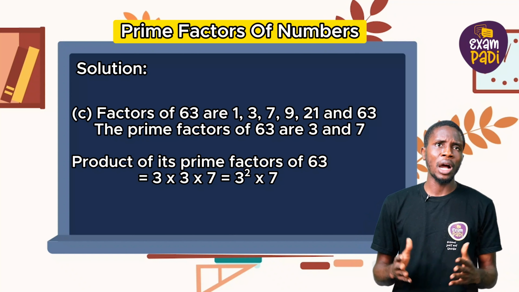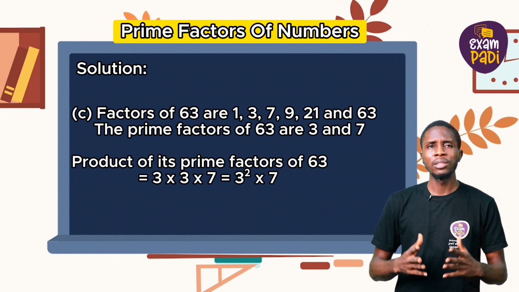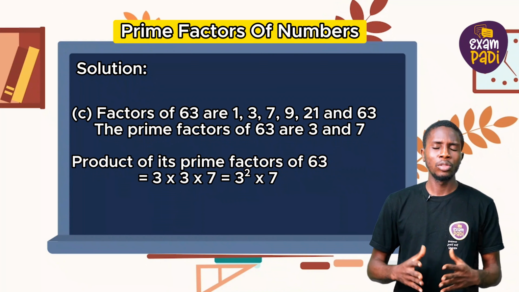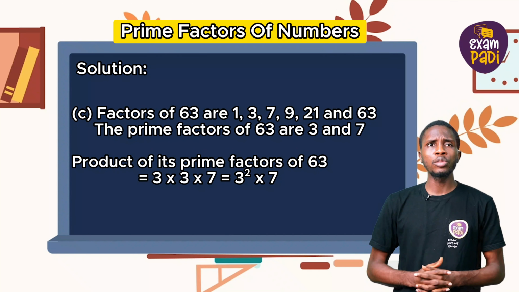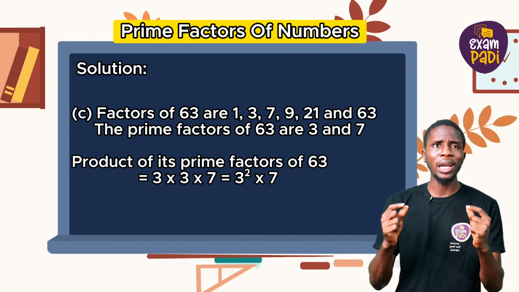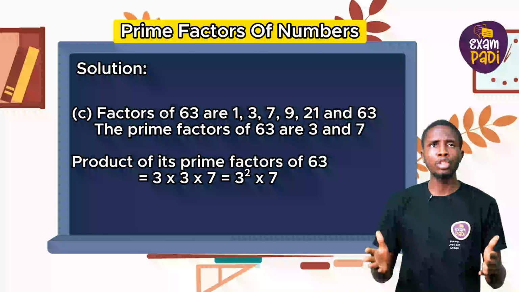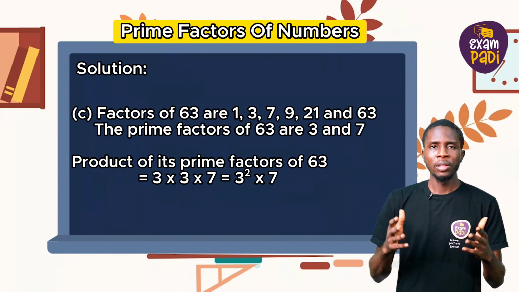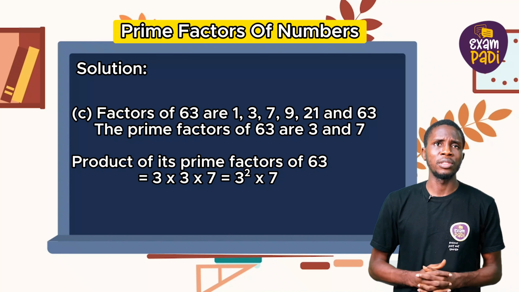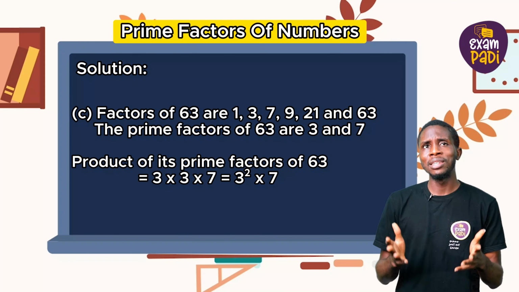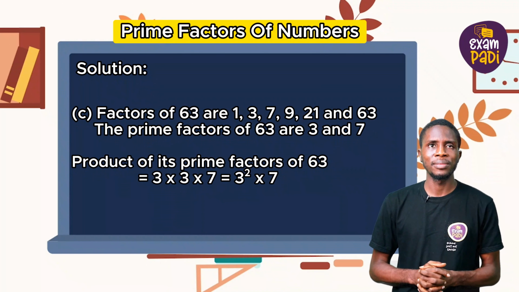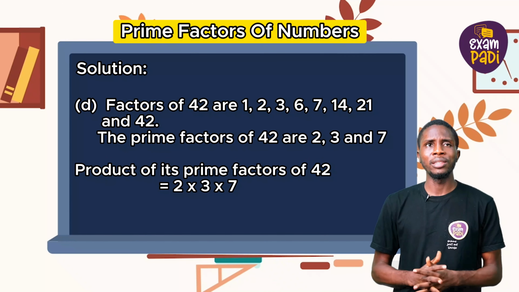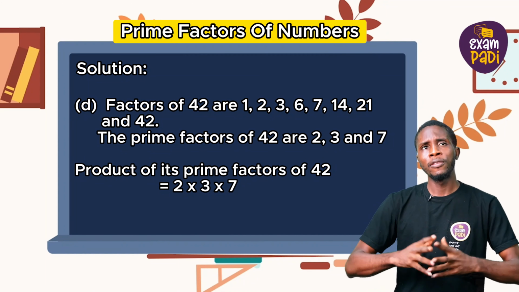C. 63. Factors of 63 are 1, 3, 7, 9, 21, and 63. The prime factors of 63 are 3 and 7. Product of its prime factors are 3 times 3 times 7, and that is 9 times 7, which gives us 63. D, which is the last one, 42.